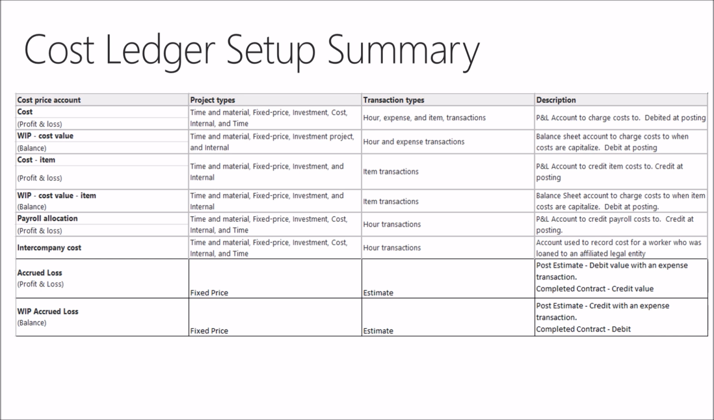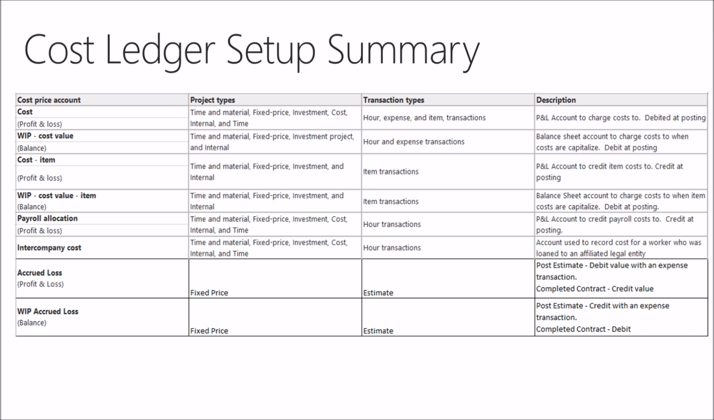So this information is all out on TechNet too. If you just search on project posting, you'll find it. But this is really what I use when I go ahead and set up ledger posting. So for instance, if we're going to set up our project group to post a P&L, and I'm going to post an hours transaction, I just know off the top of my head that the cost posting type needs to be set up, and so does the payroll allocation. So the cost is the debit, and the payroll allocation is the credit in that transaction.